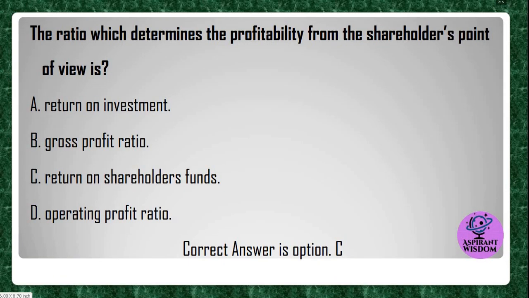The ratio which determines the profitability from the shareholder's point of view is: A. Return on investment, B. Gross profit ratio, C. Return on shareholders' funds, D. Operating profit ratio. Correct answer is option C.